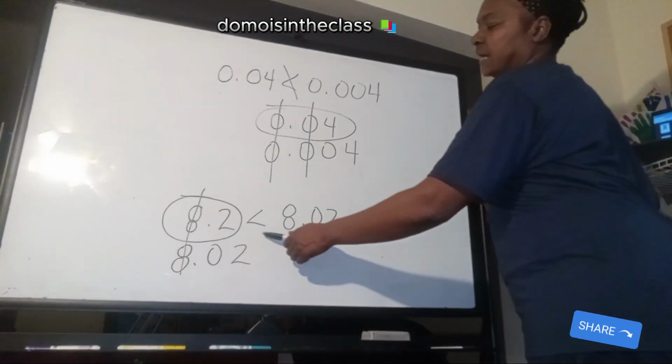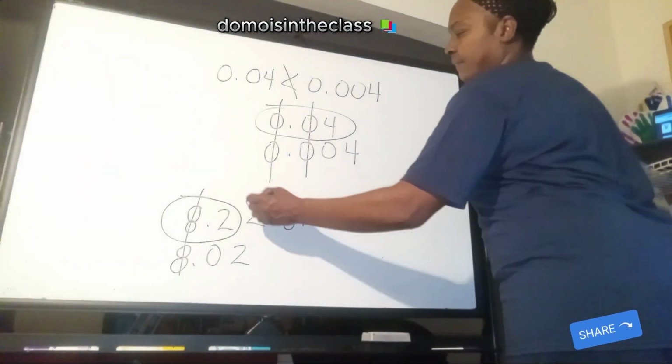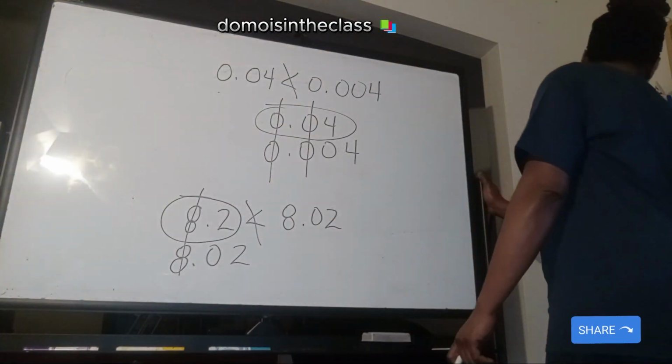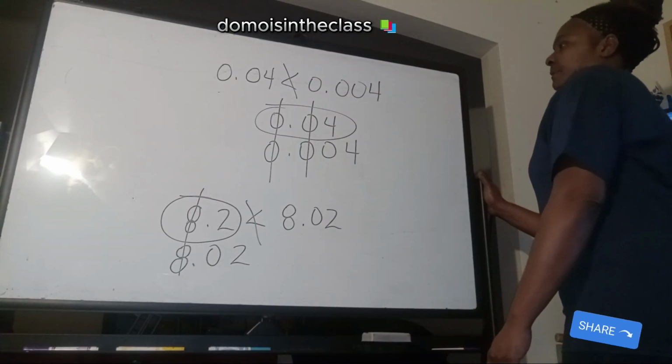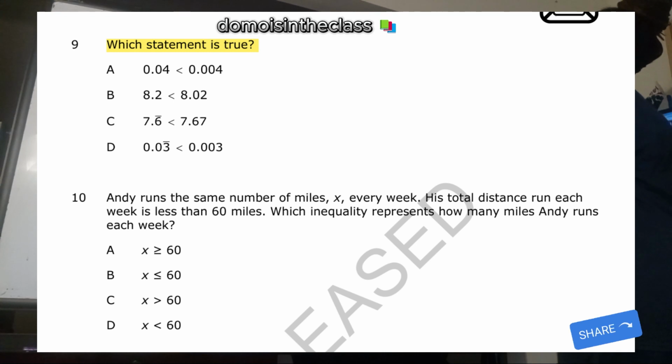So what does this say? This says 8.2 is less than. Is that correct? No. All right, that one is incorrect as well. Great job. It's bigger than. It is bigger than.